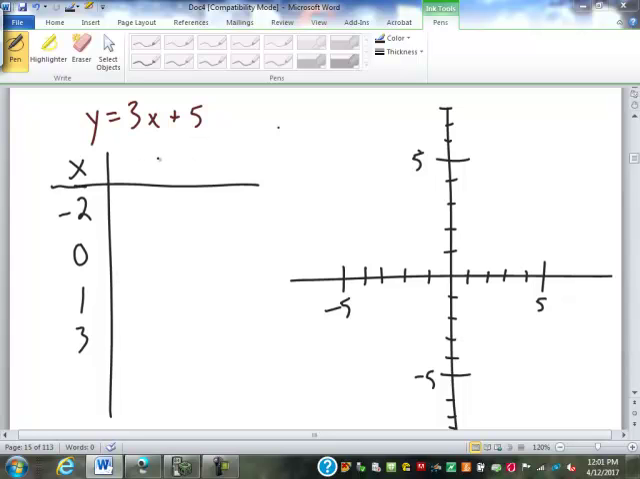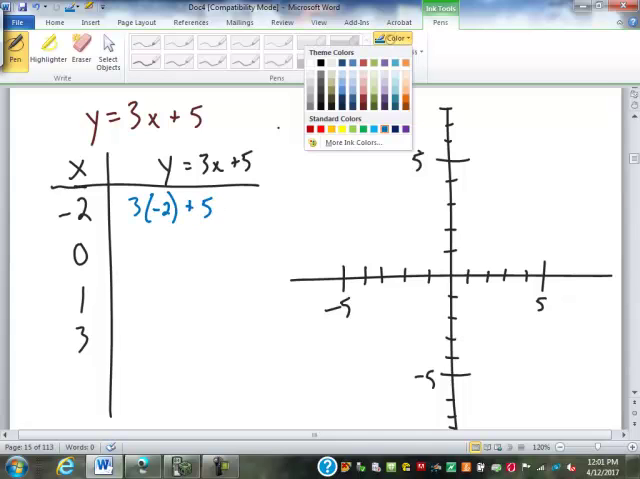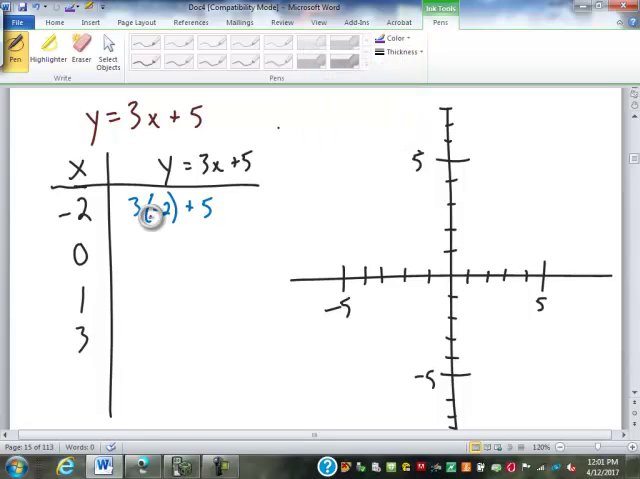So then we're going to figure out what y equals. Y, remember though, is 3 times x plus 5. So if x is -2, y is 3 times -2 plus 5. What is 3 times -2? -6. -6 plus 5? -1. So this is giving us when x is -2, y is -1. So that's the ordered pair. So -2, -1 is right there.